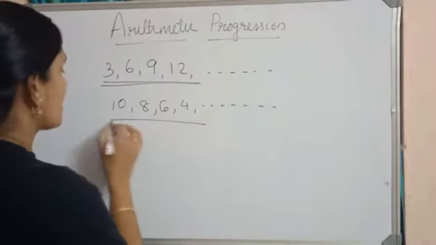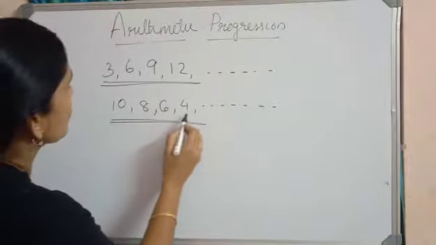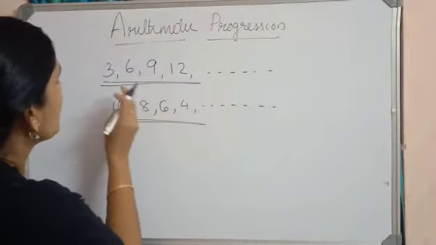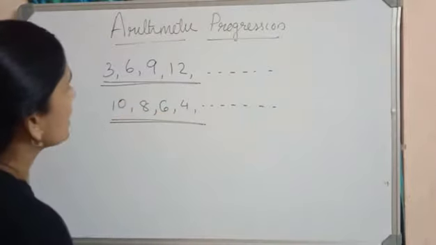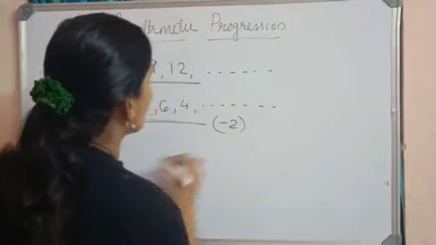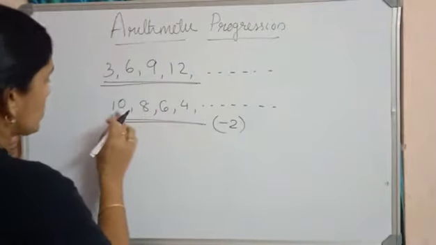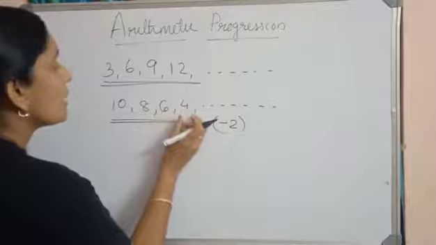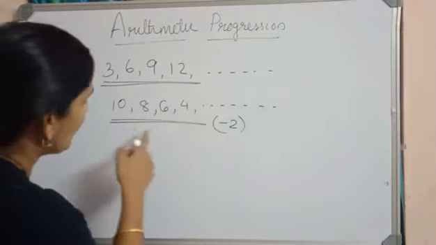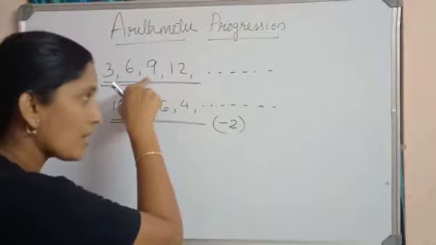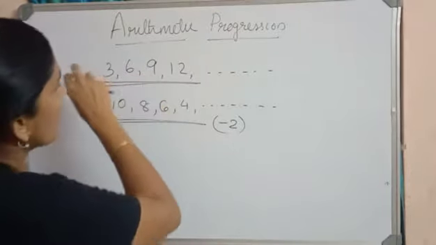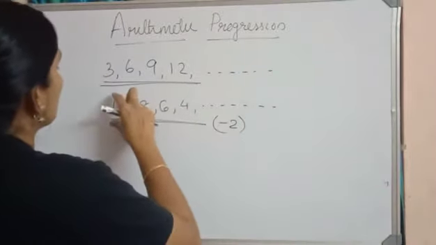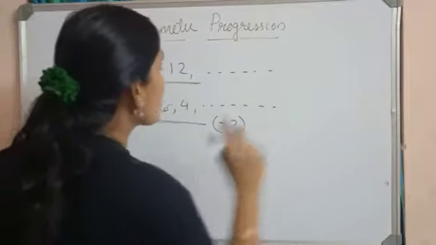Now, if you consider this example, 10, 8, 6, 4, etc. Here also we are adding a constant number to the preceding term. What number are we adding here? We are adding minus 2 to each term. 10 plus minus 2 is 8. 8 plus minus 2 is 6. 6 plus minus 2 is 4, and so on. So here we are adding a negative number, and there we were adding a positive number. When you add a positive number, your sequence will be an increasing sequence. And when you add a negative number, your sequence will be a decreasing sequence.